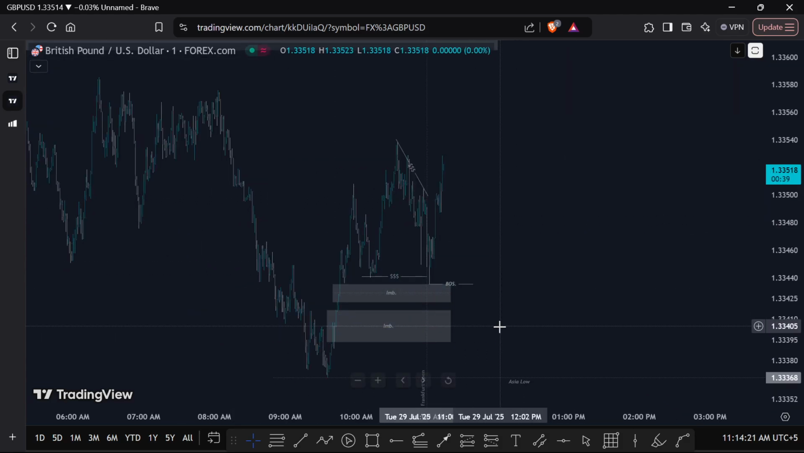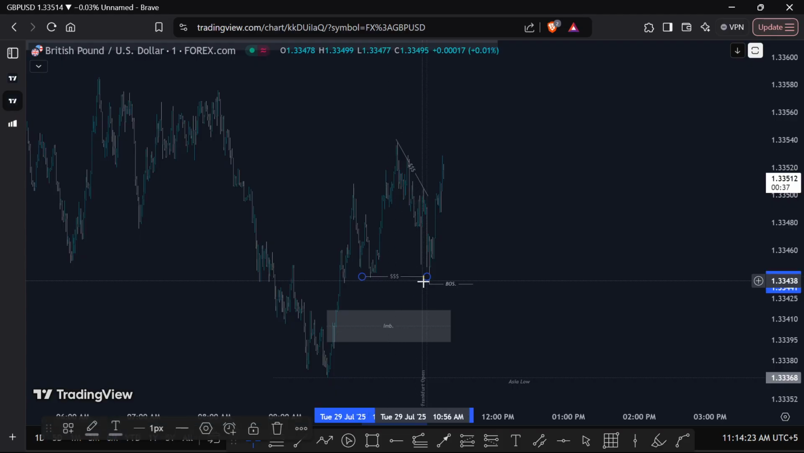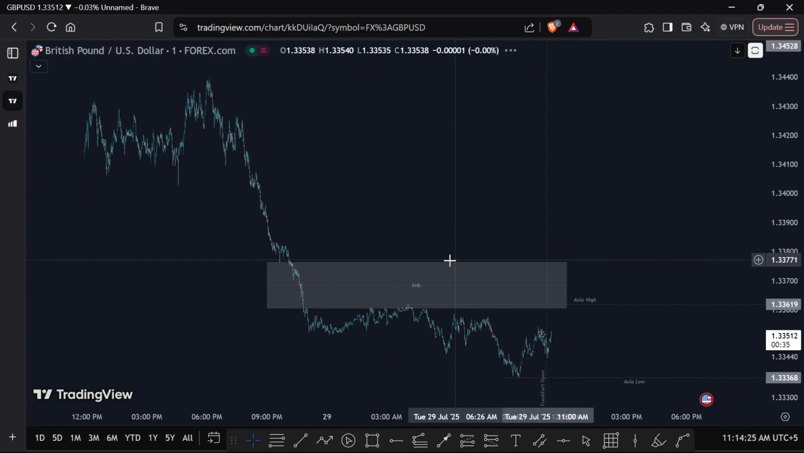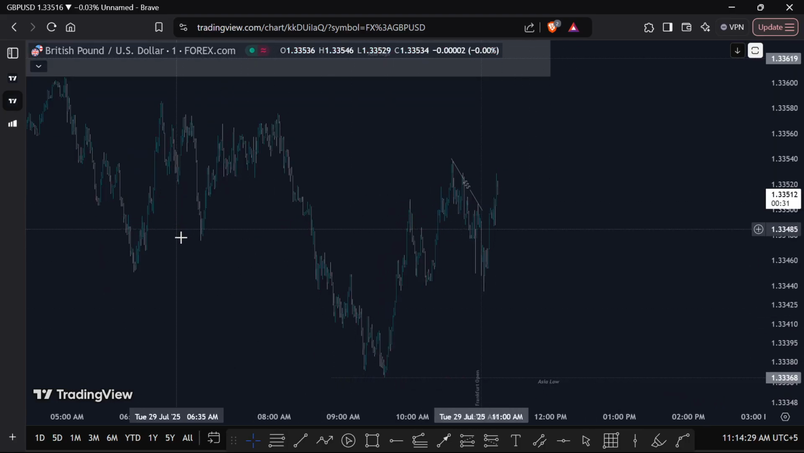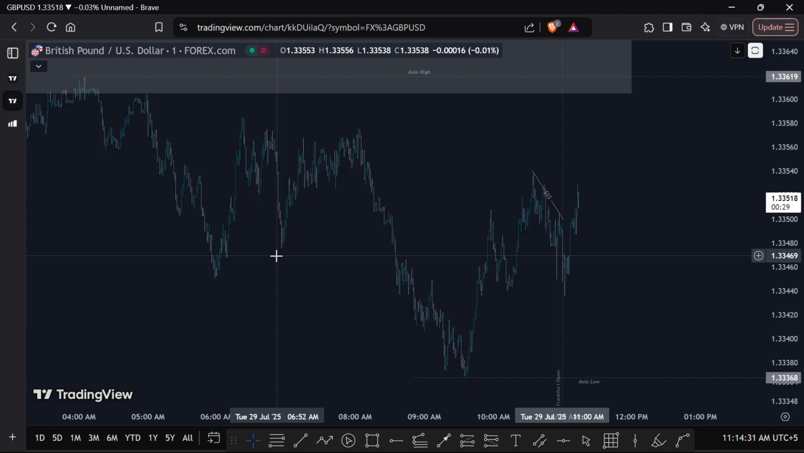So now what we are going to be doing is finding out the bias and the potential market reversal points on EURUSD and GBPUSD. Let's start from GBPUSD. Now GBPUSD is stronger right now than EURUSD because of the EURGBP chart.